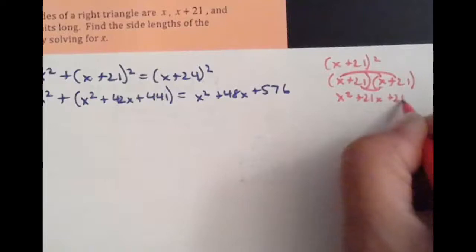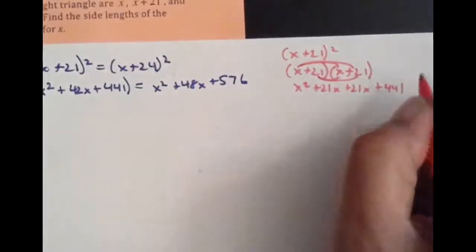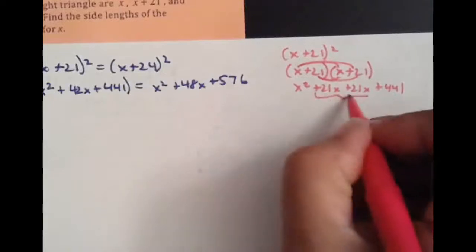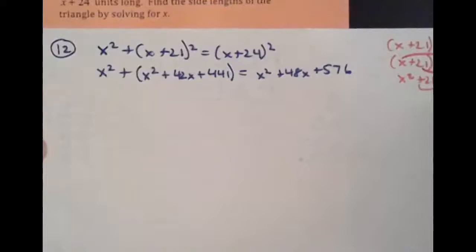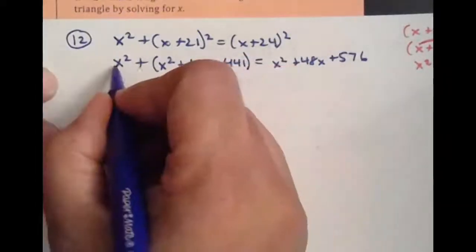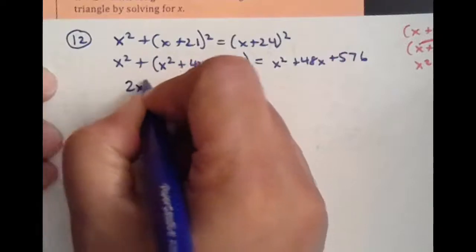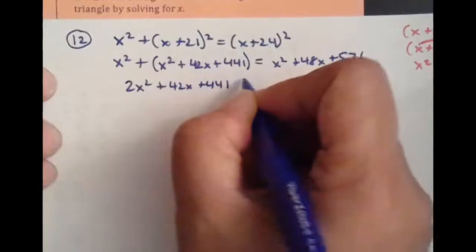21 times x. And 21 times 21. And if you notice that this is the same thing twice, which is why I doubled it when I wrote it here. Okay, just a little side. All right, let's go back to this, and let's add our like terms over here. x squared plus x squared is 2x squared. We have the 42x, the 441.